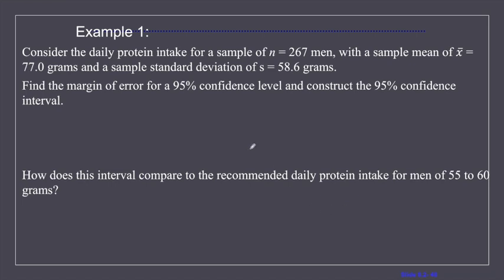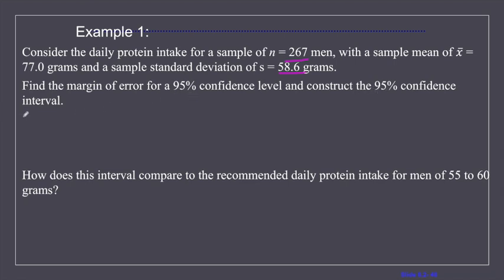So let's consider the daily protein intake for a sample of 267 men with a sample mean of 77 grams and a sample standard deviation of 58.6 grams. I want to find the margin of error for a 95% confidence level and construct my confidence interval.